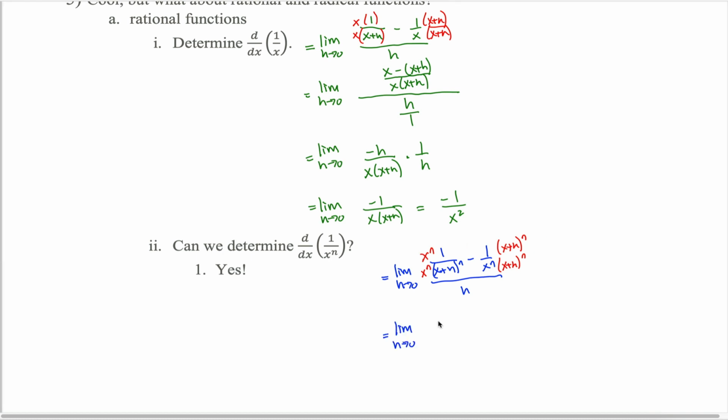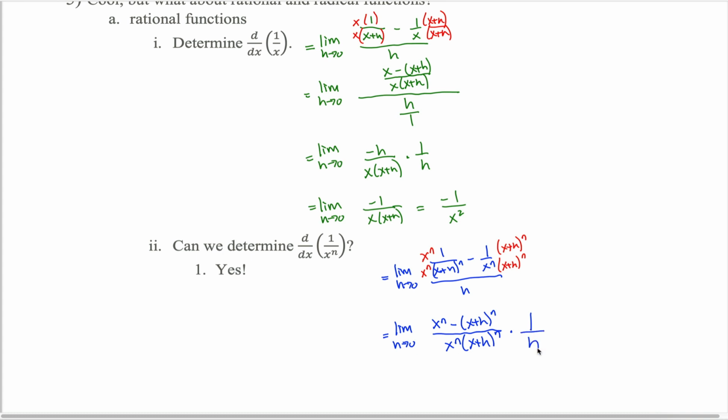Up in the top, I have x to the n times 1, in other words, x to the n, minus x plus h to the n power times this 1, all divided by the common denominator that I have here of x to the n times x plus h to the n power. That entire thing is divided by this h, which I can think of as h over 1. And if I don't want to divide by h over 1, I can multiply by 1 over h.